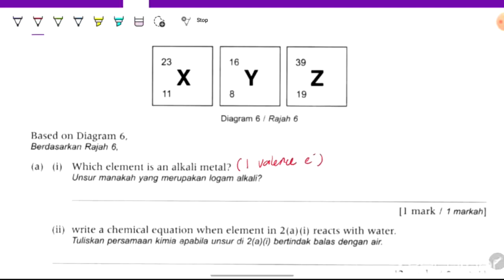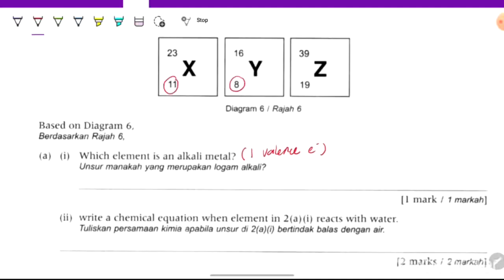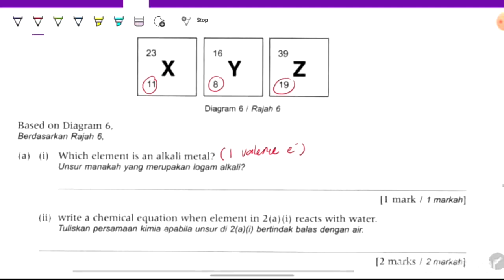Okay, so actually we can write out the electron arrangement based on the proton number given. Here X is 2, 8, 1. This one is 2, 6, and this one is 2, 8, 8, 1. So for this question you have 2 answers. You can write X or Z. Both can be accepted.